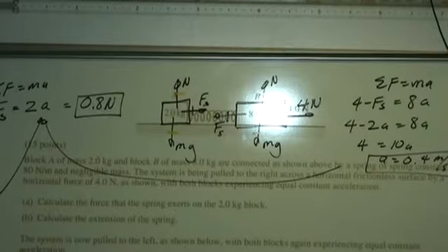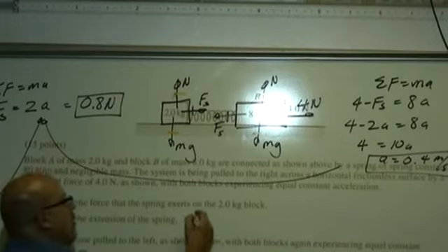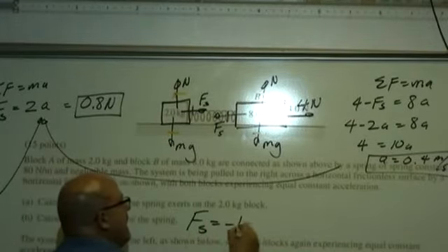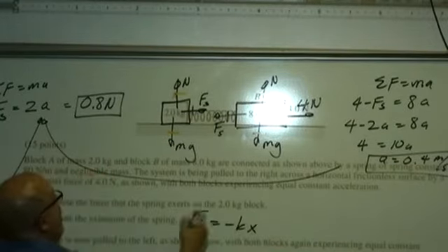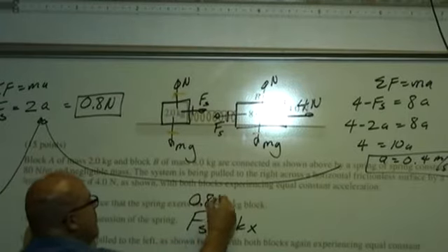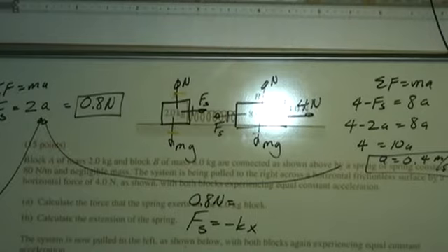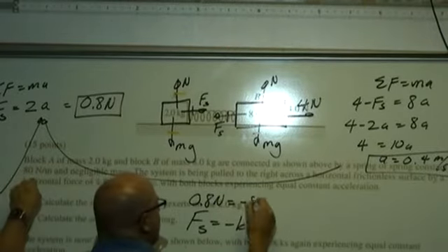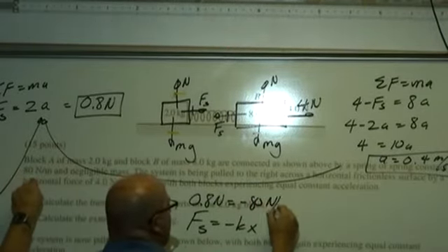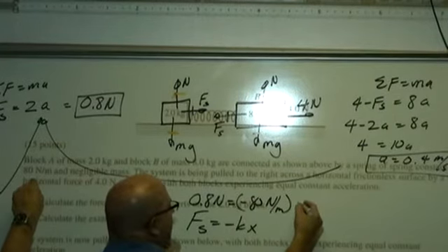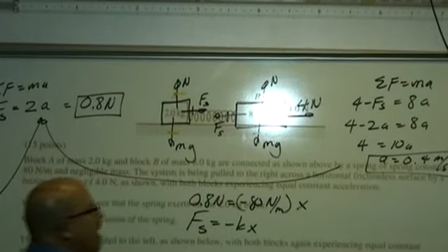Now it asks for what's the extension of the spring. How do we get that? F sub S equals k x, because we know that for a spring it's negative kx. So our force is 0.8 newtons equals, do we know what k is? Oh, it's 80 newtons per meter. And x is what we solve.